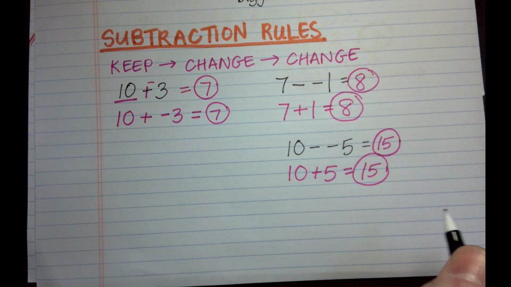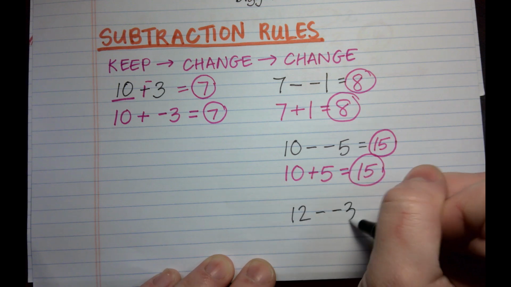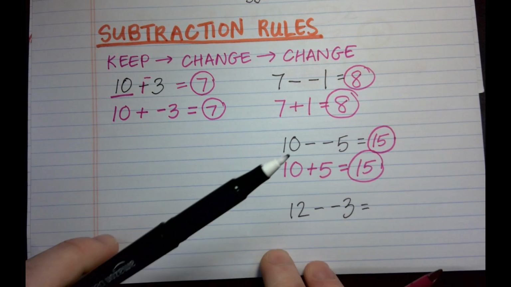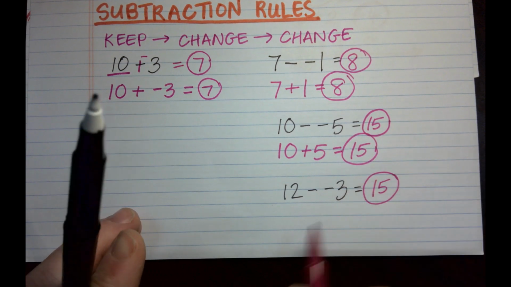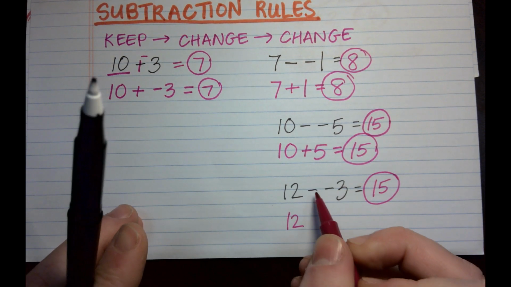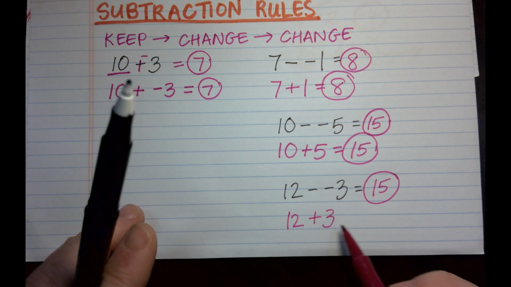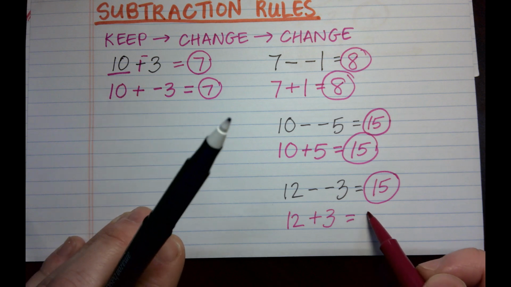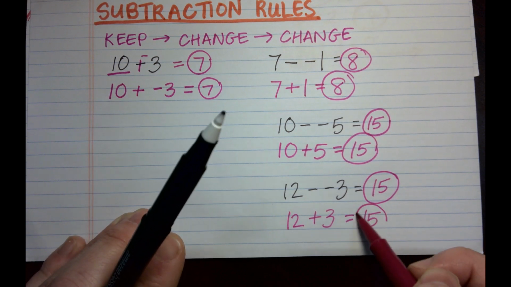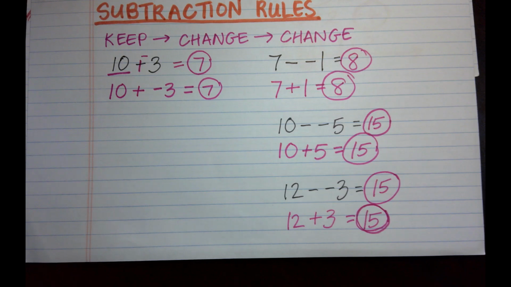Okay. How about 12 minus negative 3? It will be 15. And let's look at why. Keep the 12, change minus to plus, change negative 3 to positive 3. 12 plus 3 is 15. That's going to help us a little bit, guys.